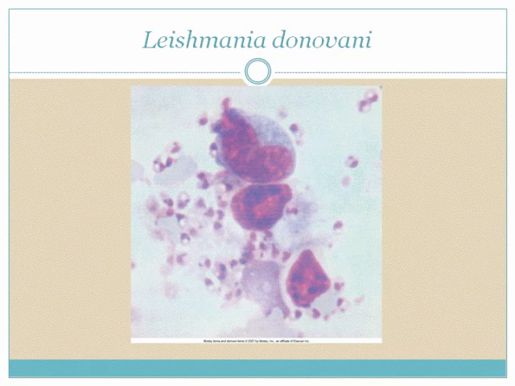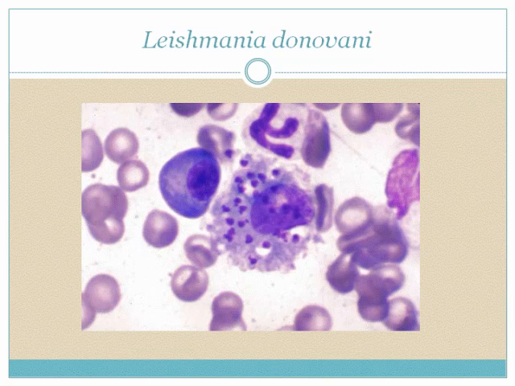Here we have a picture of Leishmania donovani. These little things here are all the amastigote form of the Leishmania. And here we have an example of the Leishmania amastigotes within a cell.